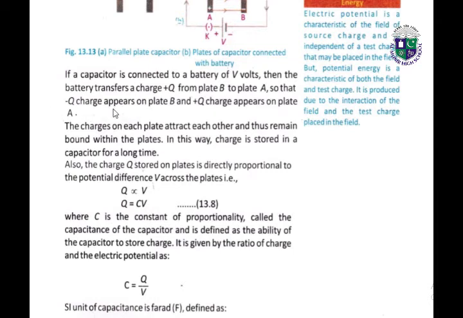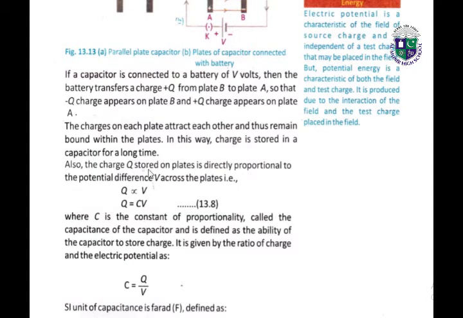So that minus q charge appears on plate B and plus q charge appears on plate A. The charges on each plate attract each other and thus remain bound within the plates. In this way, charge is stored in a capacitor for a long time. So it is the behavior of the charges and the device which stores the charges, capacitors.